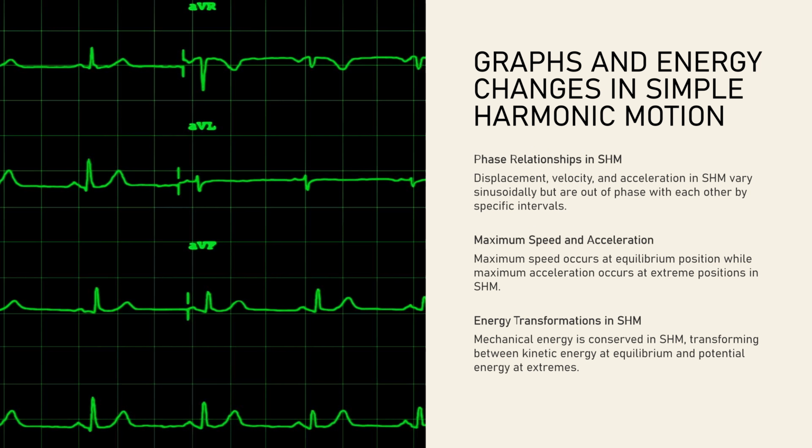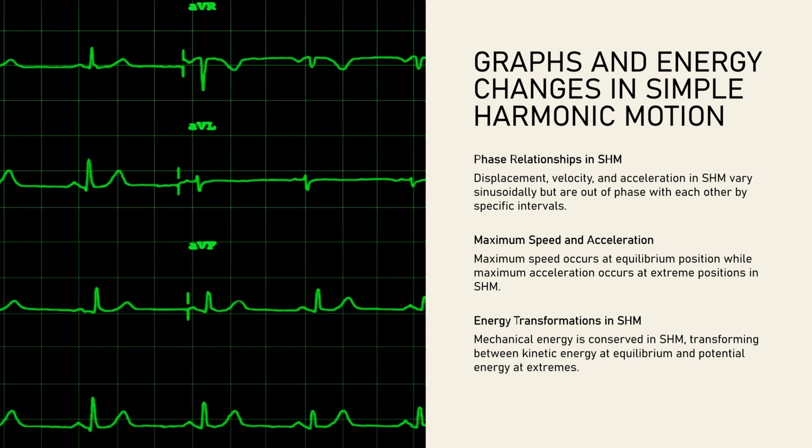In SHM, displacement, velocity, and acceleration all vary sinusoidally with time, but they are out of phase with each other. The displacement-time graph is typically a cosine or sine wave, while the velocity-time graph is shifted by a quarter of a cycle, and the acceleration-time graph is in antiphase with the displacement. The maximum speed occurs at the equilibrium position and is given by v_max equals omega A, where A is the amplitude. The maximum acceleration occurs at the extreme positions and is a_max equals omega squared A.